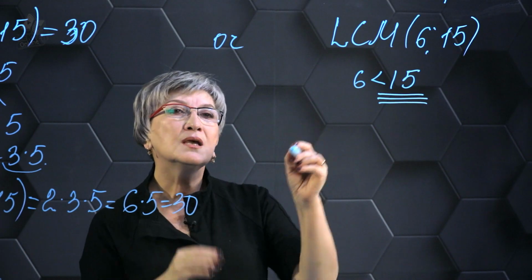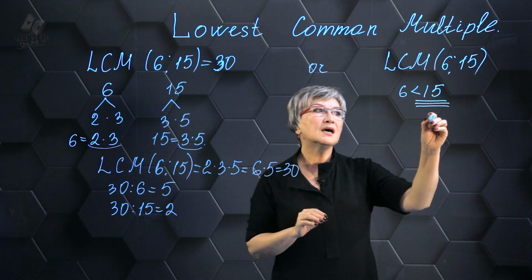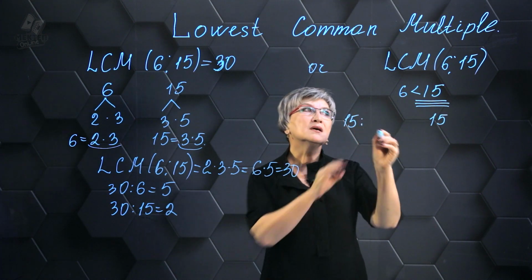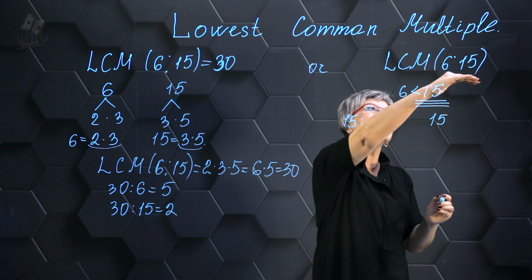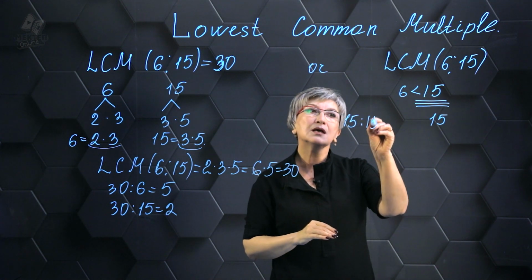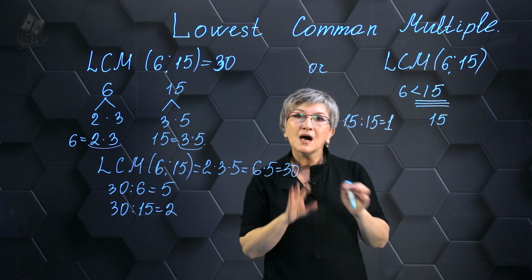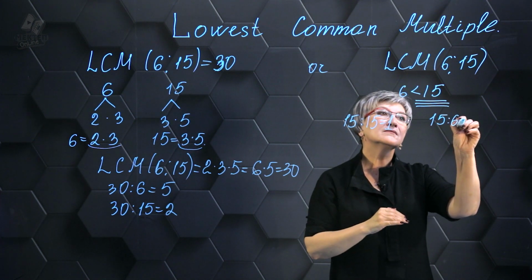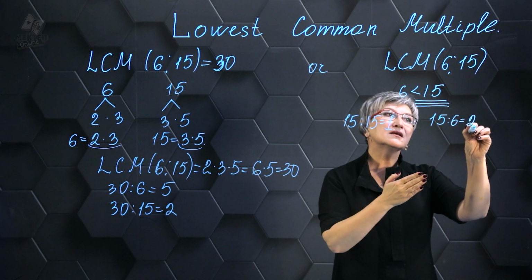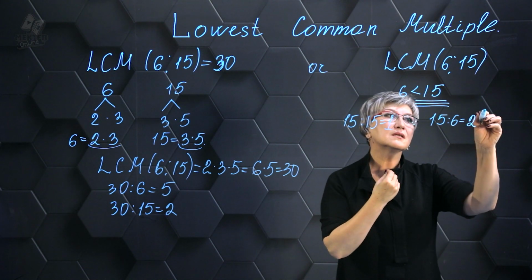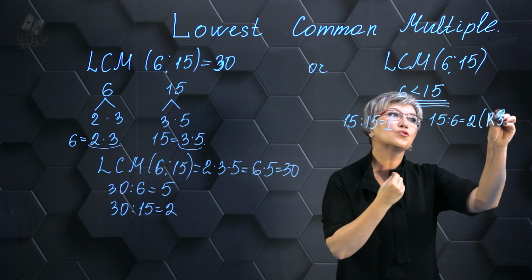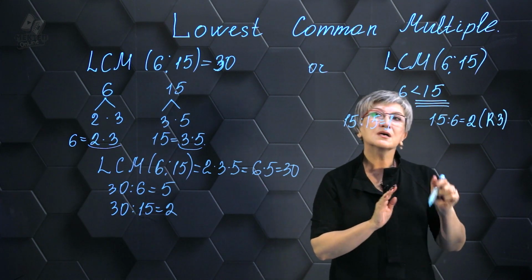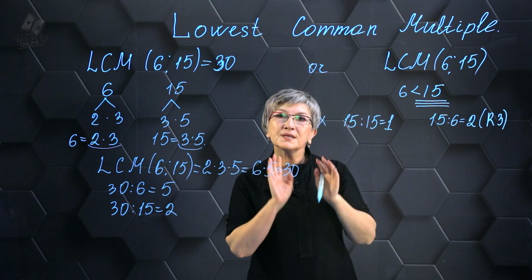What exactly am I supposed to do with it? 15. That is the largest number. There is no number greater than 15 here. 15 divided by 15 is 1. Everything is fine, I don't have any leftovers. The division of 15 by 6 yields 2 with a remainder, so it is not a whole number. So this is not the least common multiple. Therefore, this approach will not work in this case.